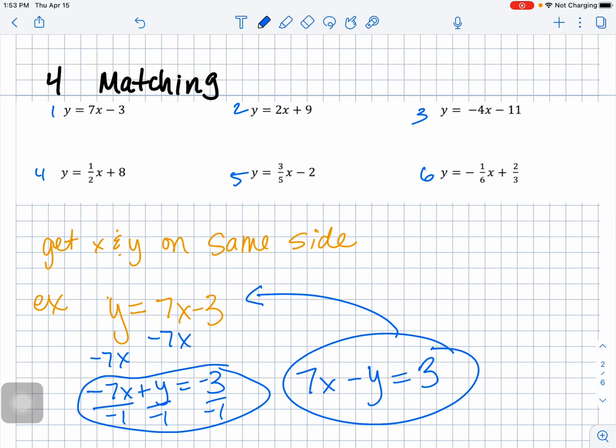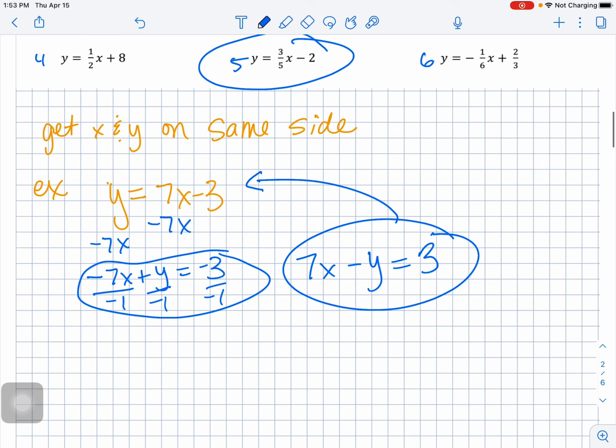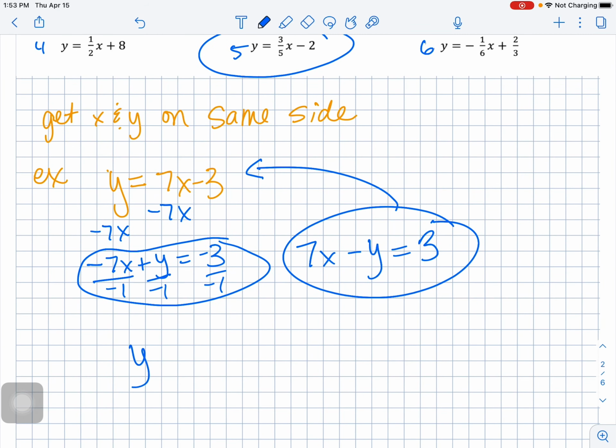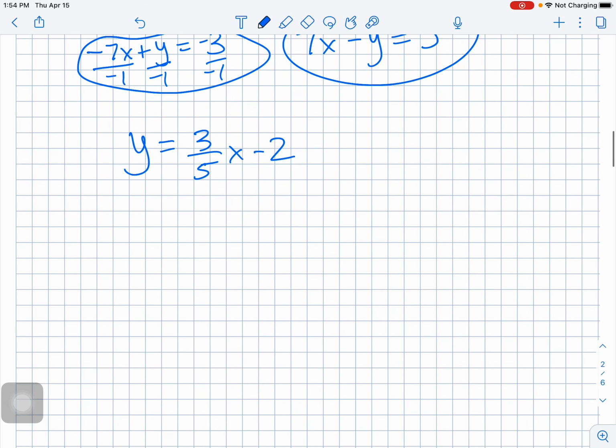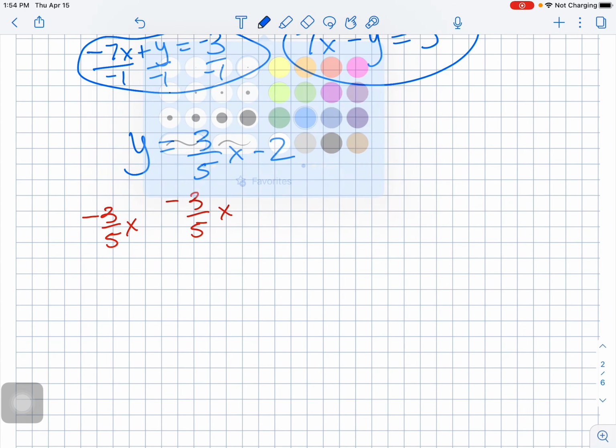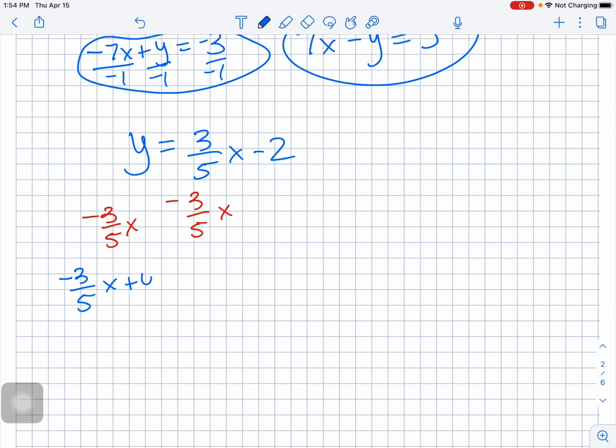If you have a question with a fraction on it, like number 5, let's do that one. Y equals 3 over 5x minus 2. So if you have fractions, then we like to eliminate those. So first thing I'm going to do is same first step. I'm going to get x to the other side. I'm going to subtract 3/5 x from both sides. And that's going to leave me with negative 3/5 x plus y equals negative 2.